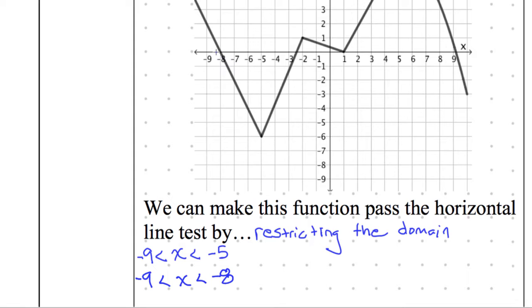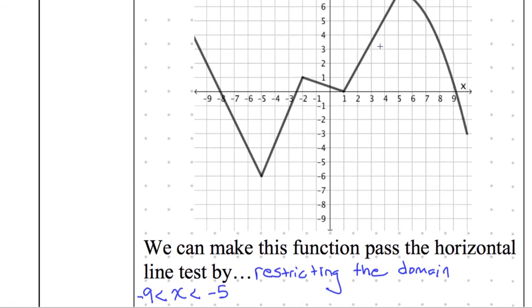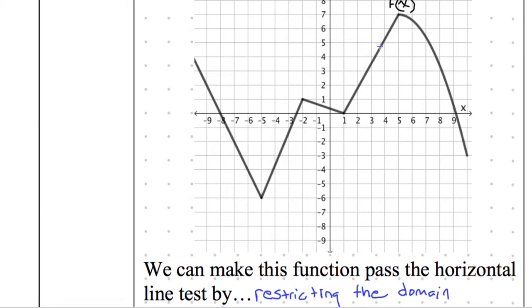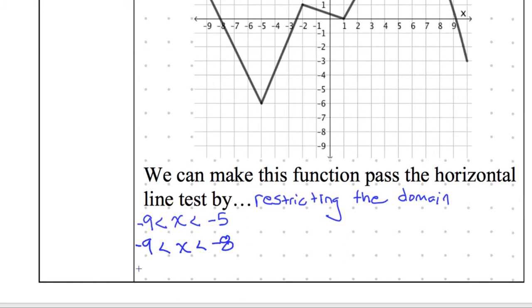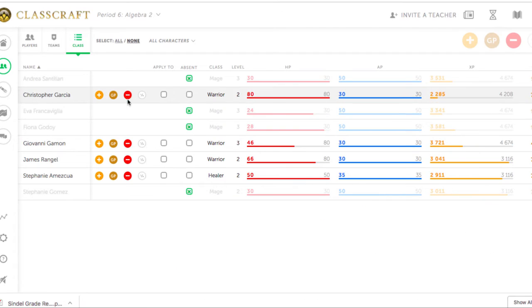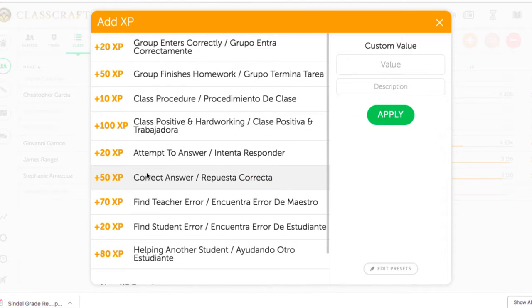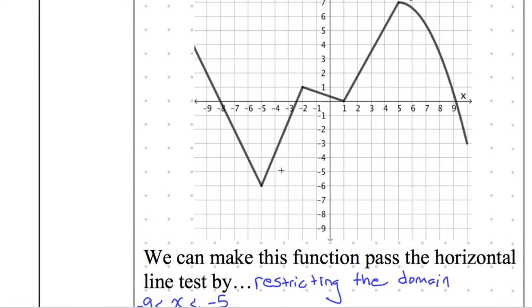Anyone want to try to find another interval that's somewhere greater than -5, somewhere over here on the right-hand side? -5 and -2. Yeah, that's a good one. -5 is less than x, which is less than -2. Good job, James. Anyone else want to find another one? Someone new, I want everyone to try to get XP here. Between -5 and -2, that's an invertible function.